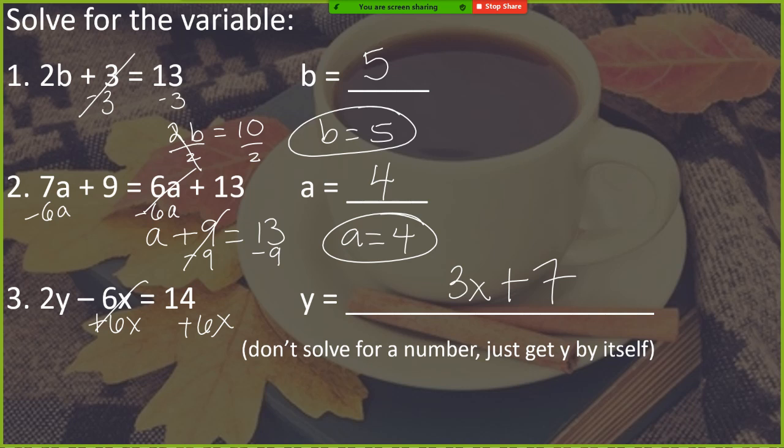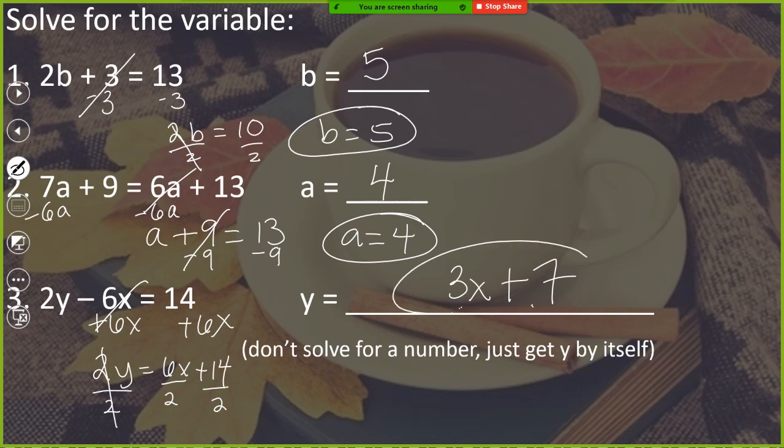So we'd add 6x to both sides, and then we get 2y is equal to 6x plus 14, and then divide everything by 2. And when I say everything, I mean everything. So every term gets divided by 2. So 6 divided by 2 is how we get the 3x. And then 14 divided by 2 is how we get the 7. So y is equal to 3x plus 7. All right, any questions on warm-up today?